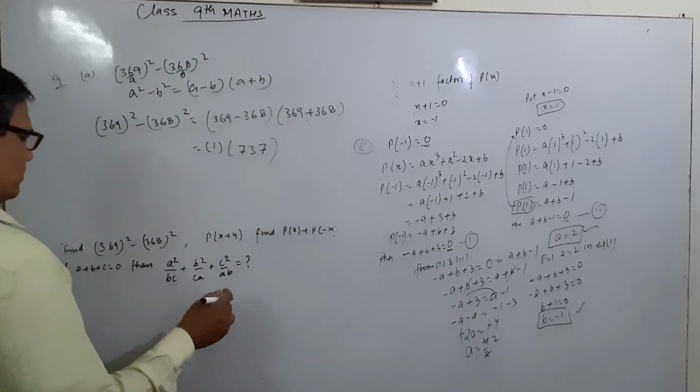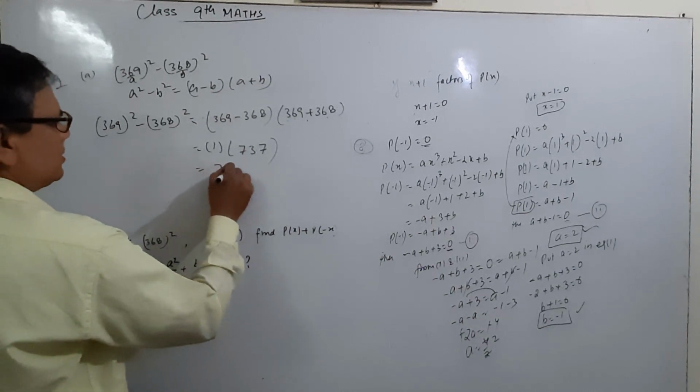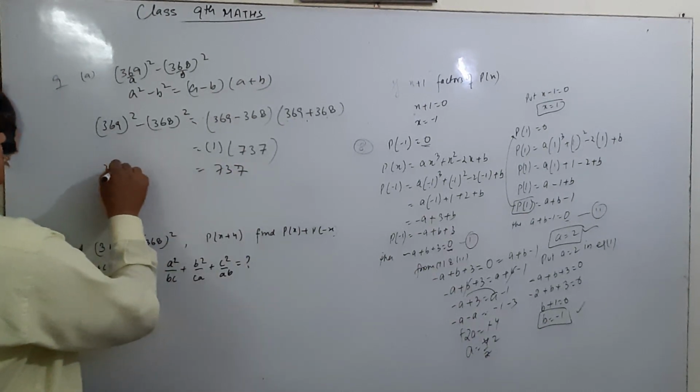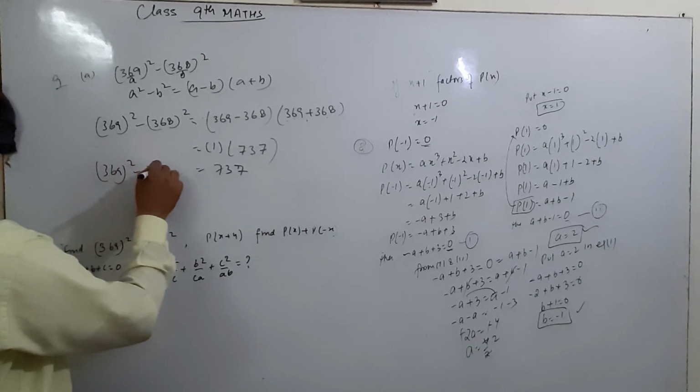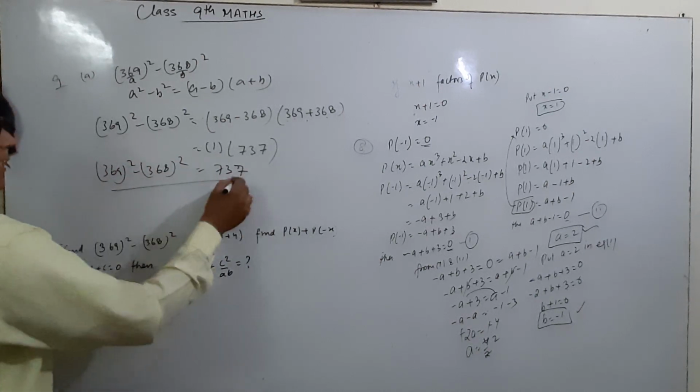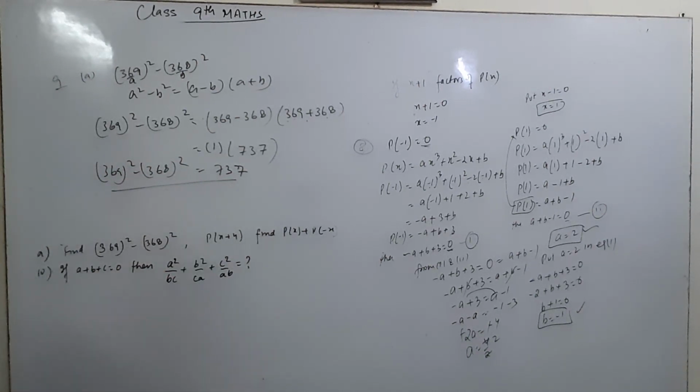Now what is your answer? This will be 737. 369 square minus 368 square. You have to apply the identity, not direct multiply.